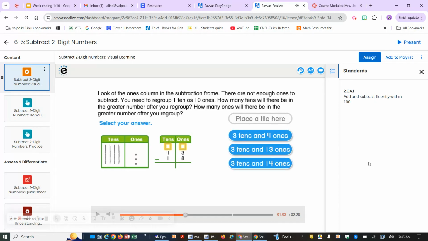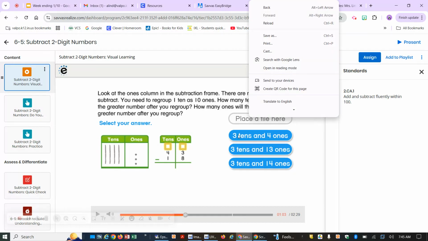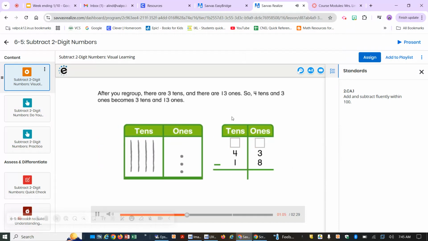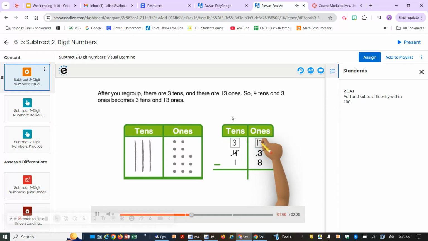Select your answer. Okay, if we take one of these tens and break it into ones, we'll be left with 3 tens in our tens place. And then if we add 10 to the ones we have, we will go from 3 ones to 13 ones. Oops, move that. There we go. After you regroup, there are 3 tens and there are 13 ones. So 4 tens and 3 ones becomes 3 tens and 13 ones.